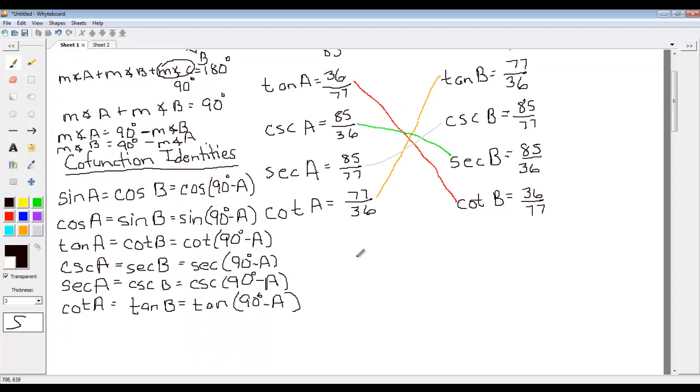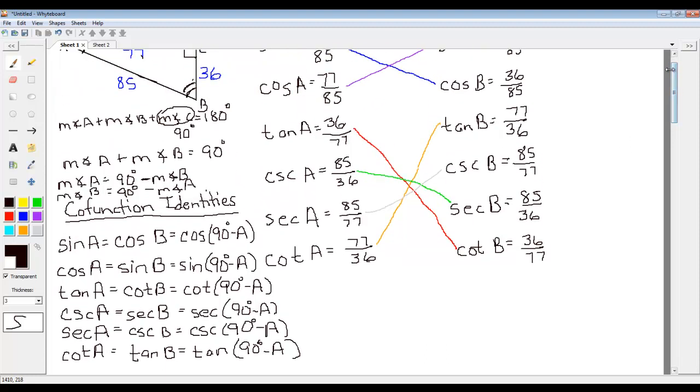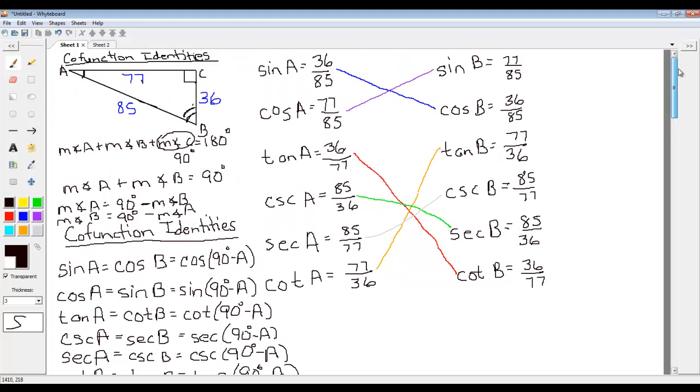So the cofunction identities, is basically what we're saying here, is that the sine of one angle equals the cosine of its complement. Cosine of an angle equals the sine of its complement. Tangent of an angle, same as the cotangent of its complement. Cosecant of an angle, same thing as secant of its complement. Secant of an angle, same thing as cosecant of its complement. Cotangent, same thing as tangent of its complement. And these are called cofunction identities. So once you find one value, you can easily find a bunch of other values too, using these.